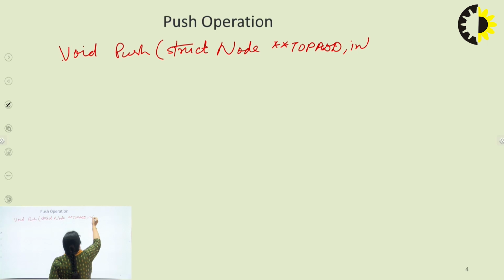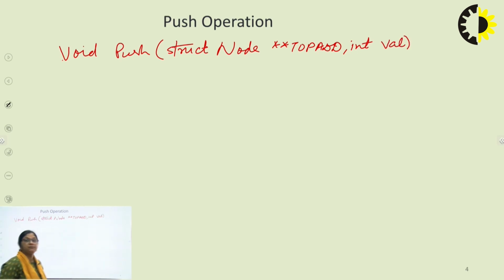And what we have to do? We have to add a value. Let me call it val. So I have to put a value, or I have to push a value on the stack. The insertion in stack is called push. Okay. So what are we having now? We are having the address of top. So that's why I have taken a double pointer. So what will I do? What will be my first step?